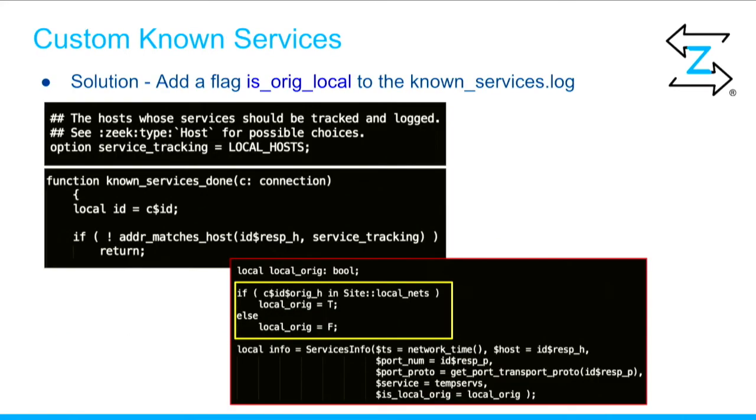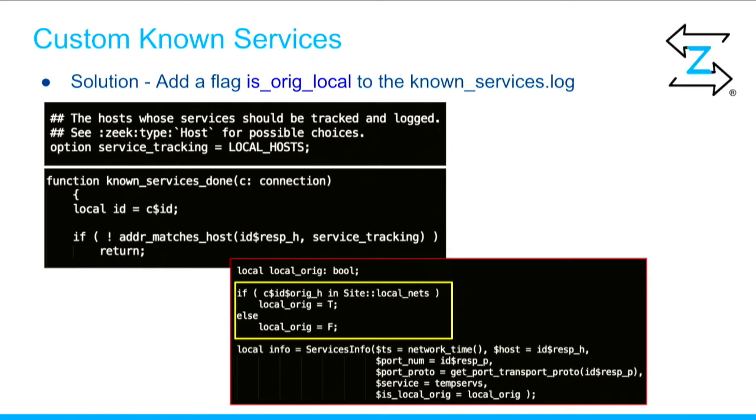So the solution is pretty straightforward. We just came up with the idea: why don't we check the source IP that was actually connecting to the server? If that is local, then hey, it's an internal connection. But if the source IP is from the internet, that means it is not in our site local network, then that is an external connection. So it's a pretty dumb, straightforward solution that we came up with.